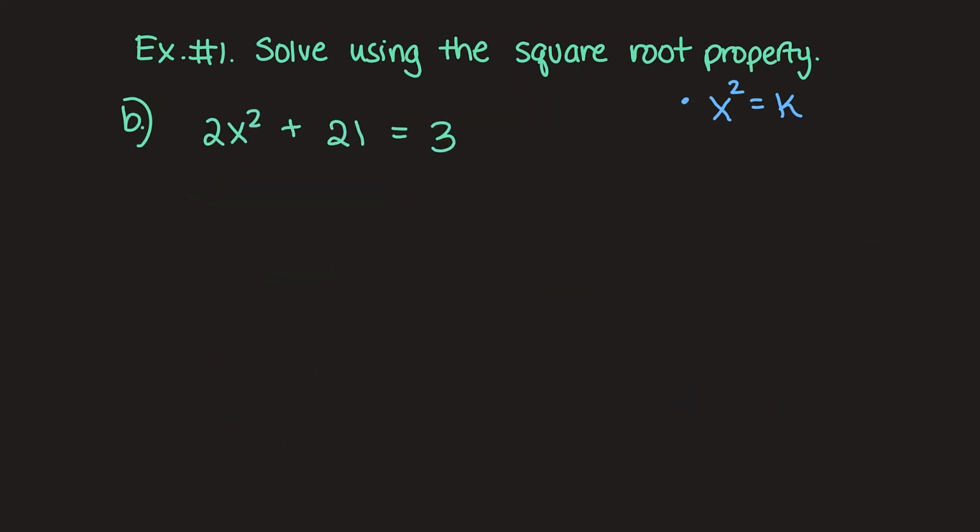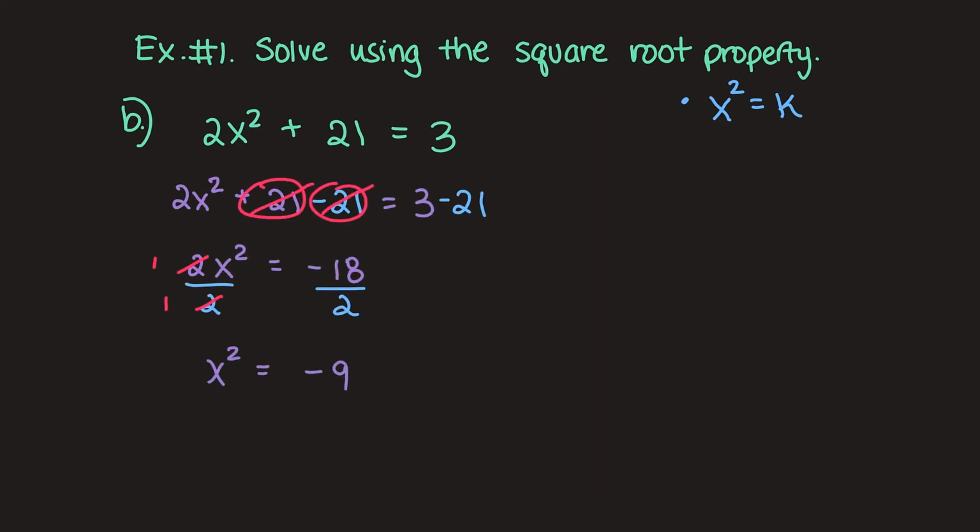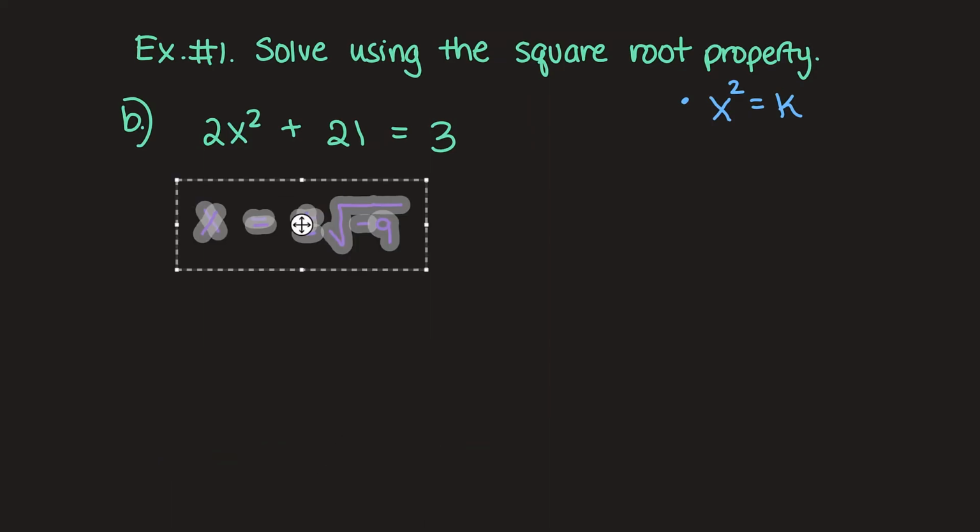For the next equation, first we need to rewrite it so that we have a squared quantity on one side and a constant on the other side. So we subtract 21 from both sides of the equation and then divide both sides by 2. And now that we have a squared quantity on one side and a constant on the other, we can use the square root property and then take the square root of both sides. This cancels out the square on the left side, and we get plus or minus the square root of negative 9 on the right side.